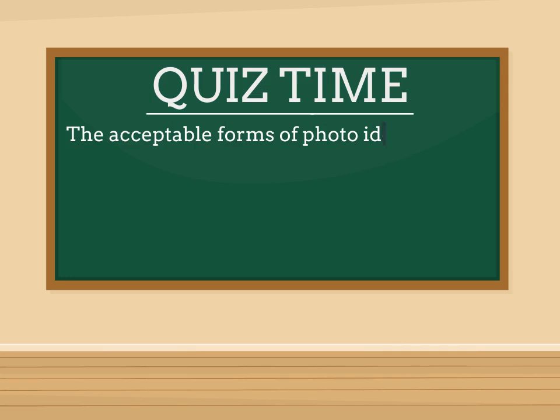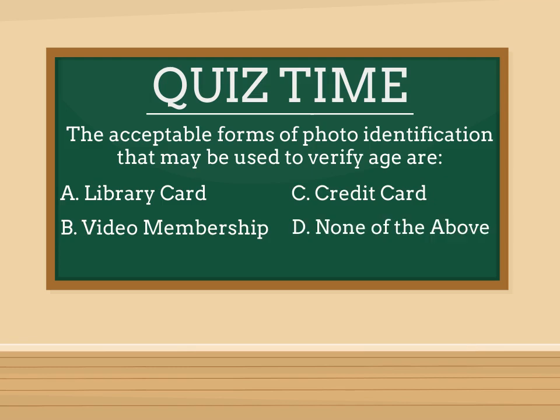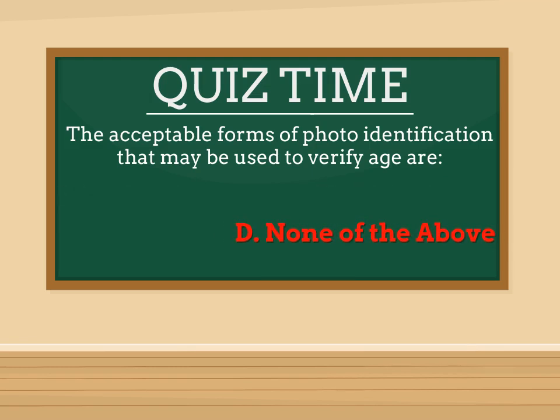The acceptable forms of photo identification that may be used to verify age are A, library card, B, video membership, C, credit card, D, none of the above. The answer is none of the above.